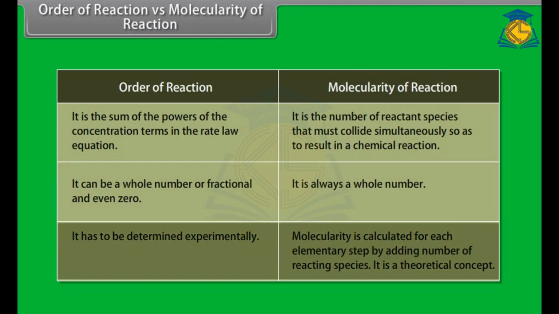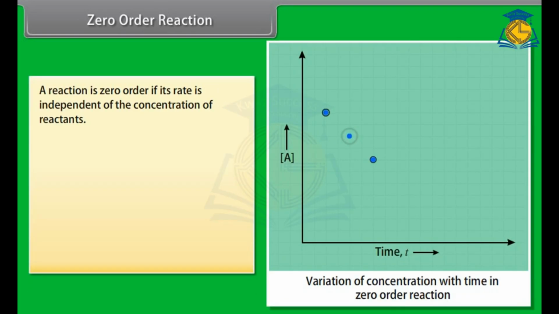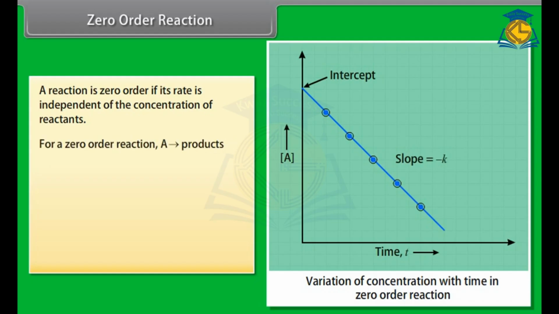Order of reaction has to be determined experimentally, whereas molecularity of a reaction is calculated for each elementary step by adding number of reacting species. It is a theoretical concept. Zero-order reaction. A reaction is zero-order if its rate is independent of the concentration of reactants. For a zero-order reaction, A is changing into products.